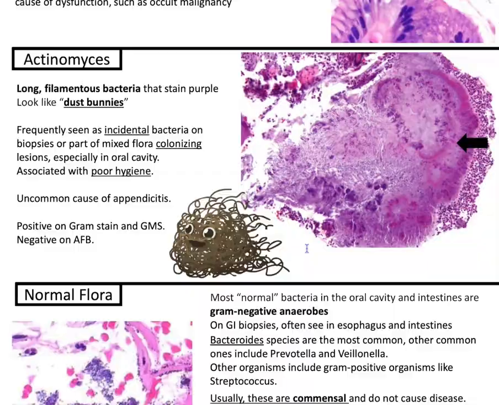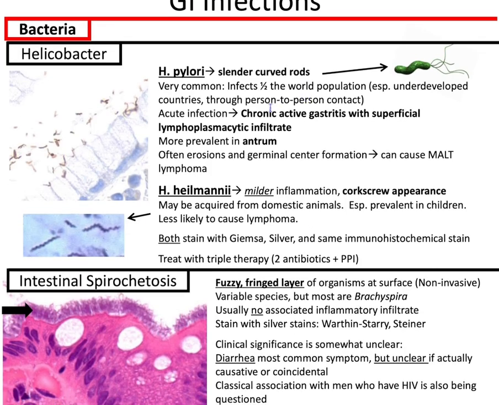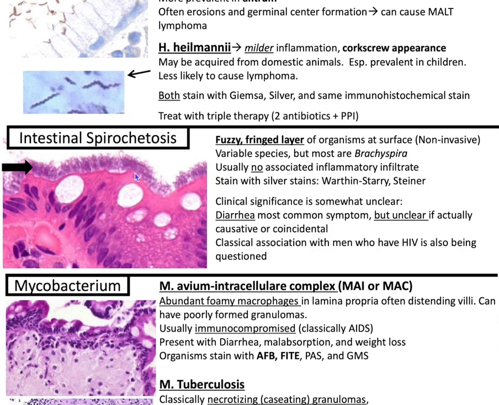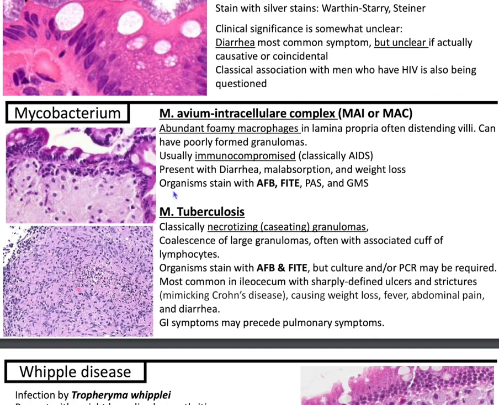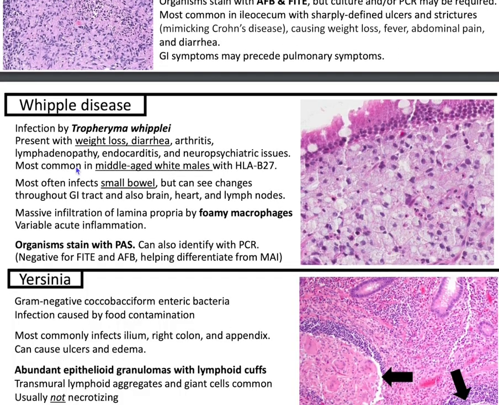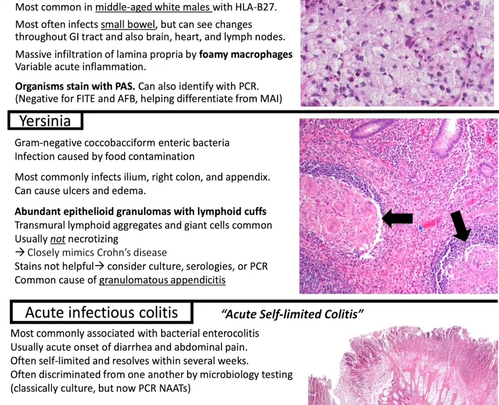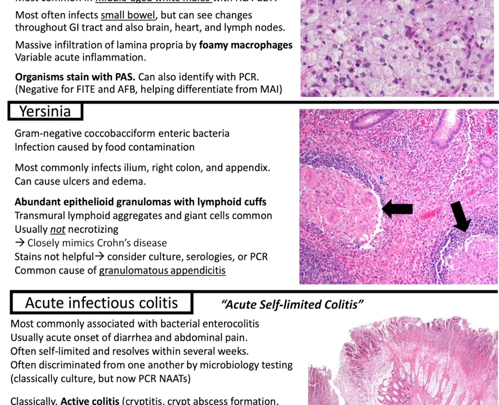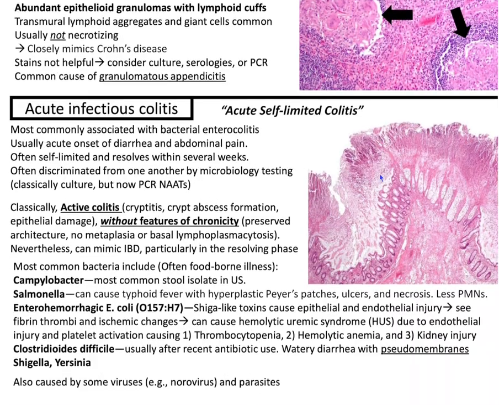Okay, before we begin on viruses, let's just do a one-liner for bacteria. H. pylori, you can have H. heilmannii. Intestinal spirochetosis, look for that fuzzy fringed layer associated with men with HIV. Mycobacterium avium complex, MAC: foamy histiocytes distend villi, positive for PAS and AFB. M. tuberculosis, look for the necrotizing granulomas. Whipple's disease, Tropheryma whipplei, also distends the villi, positive for PAS as well, but negative for AFB. Yersinia, epithelioid granulomas with this lymphoid cuff. Common cause of granulomatous appendicitis.